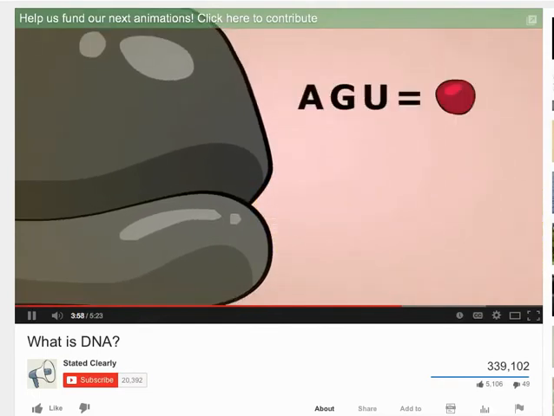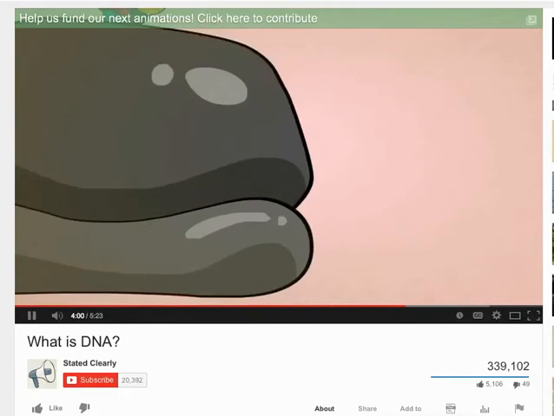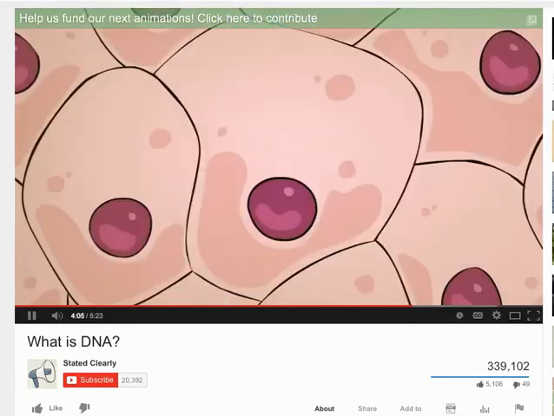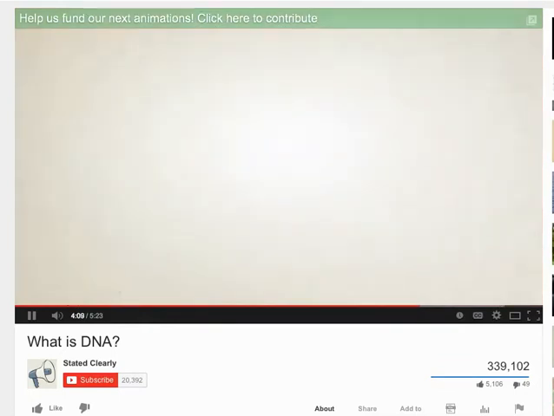AGU tells it to grab a serine, and so on. Once a protein is built, it can then go on to do a number of different things, one of which could be to help form a brand new cell.